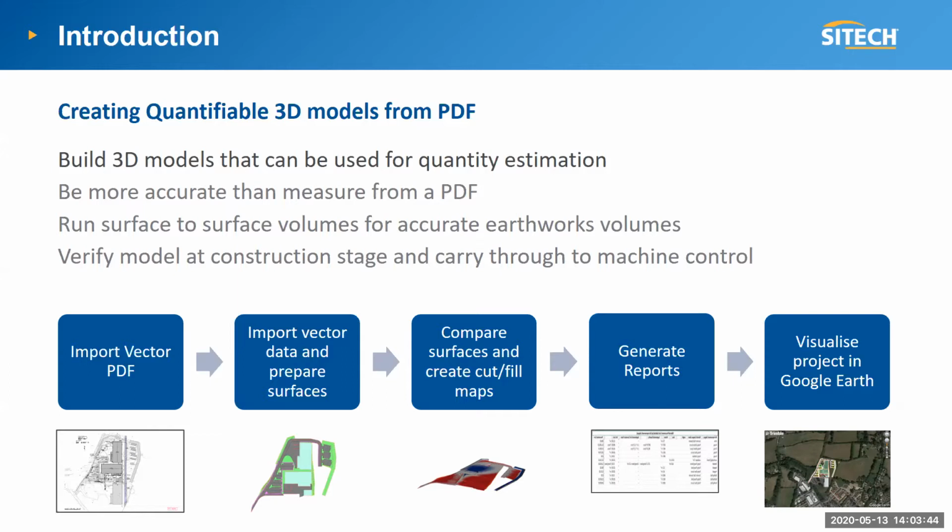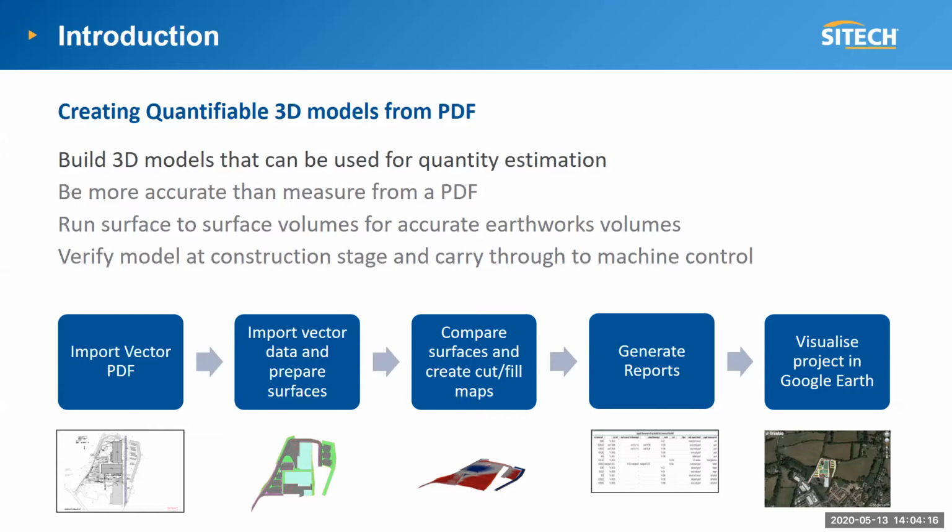So you can basically take a PDF and import it into Business Center. You can import the vector data, and we'll go over the different types of PDFs as well. You can then create surfaces that you can compare, create cut fill maps and generate reports. And you can also visualize the project in Google Earth, providing you've georeferenced it and you know what coordinate system it's in, which is quite handy as well. So we'll go through all of that stuff today.